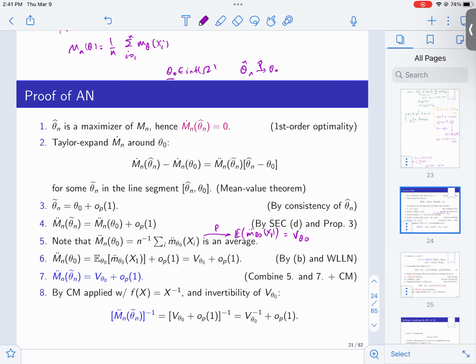So now I want to combine 4 and 6. Combining 4 and 6, we get 7. Basically, I'm going to replace this here with v theta naught plus OP of 1. And when I add up two OP of 1s, I get little OP of 1. This is like the continuous mapping theorem or a Slutsky, whatever you want to call it. Maybe Slutsky is better.